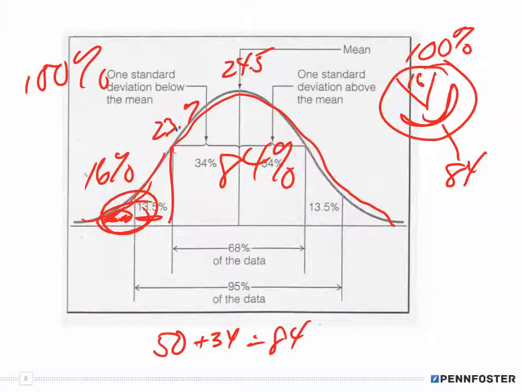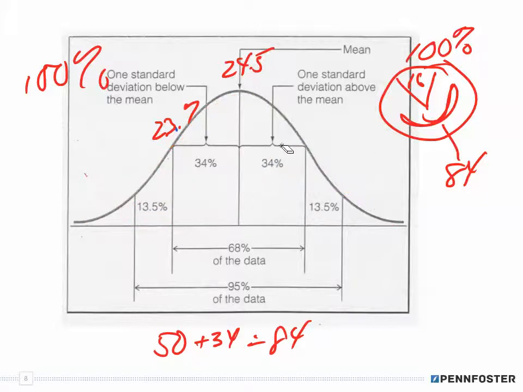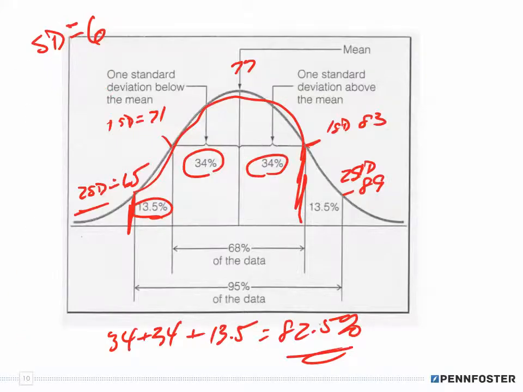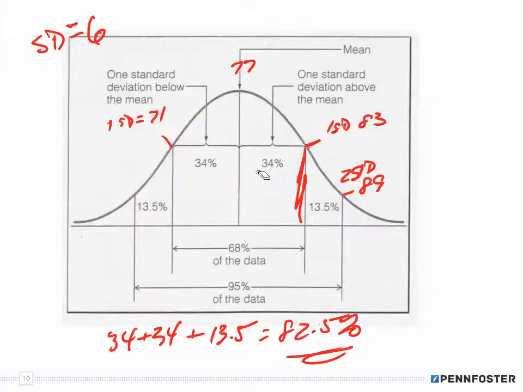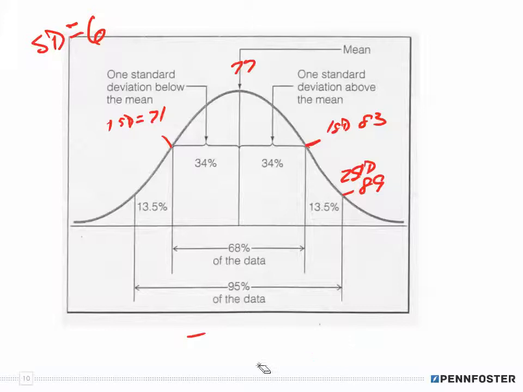Okay, go back to the graph. Oh, I went up, I should go down. There we go. I should go down and be erasing some of this here. Okay, so that's 1 standard deviation, 2 standard deviations is 65.